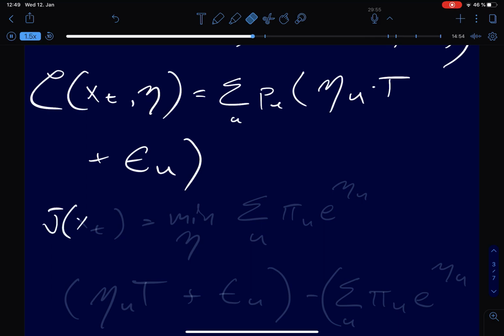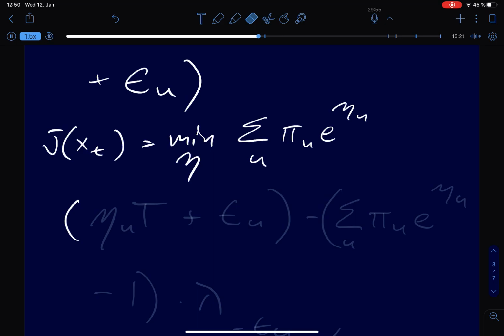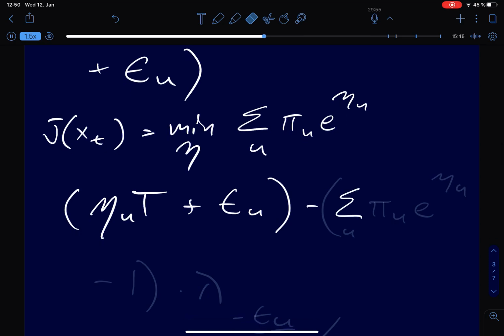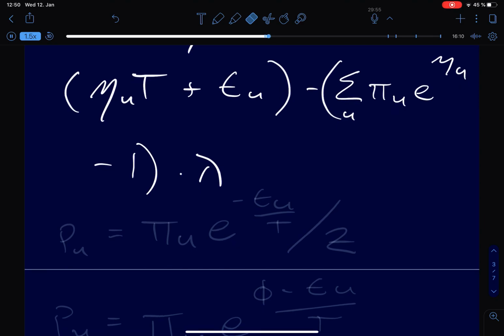So j of x of t is the min over the probabilities of the sum over u of p u times the KL term times T plus epsilon u. And then we also have the Lagrange multiplier constraint. Okay, so this is the sum of p u minus 1 times lambda. Right, so this is your Lagrange multiplier constraint that your probabilities be normalized.